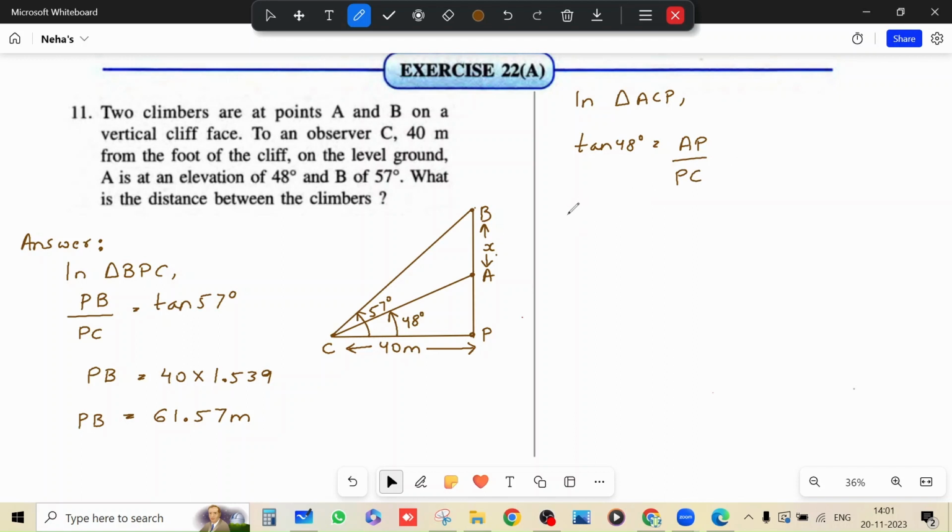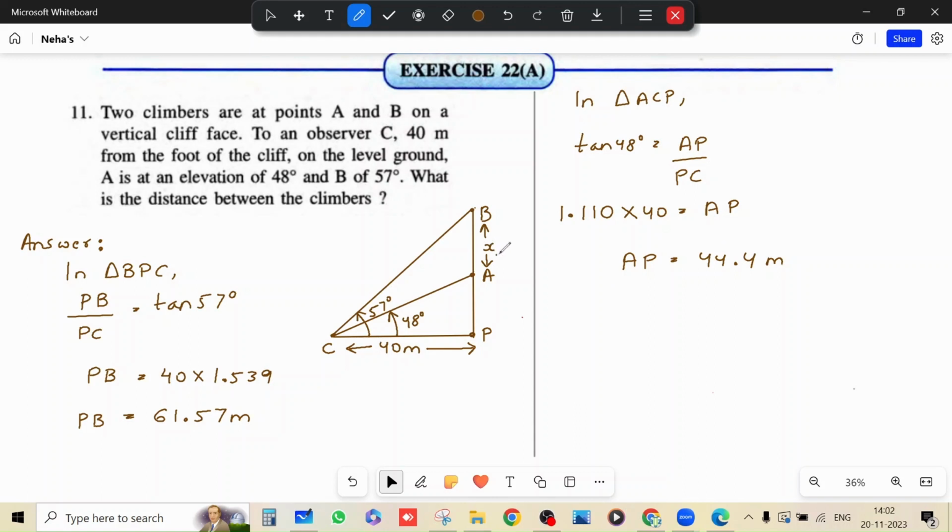Tan 48 degrees is equal to 1.110 from the trigonometric table of tangent, and the value of PC is given as 40, so that would be multiplied and we will get the answer of AP. So AP is equal to 44.4 meters.